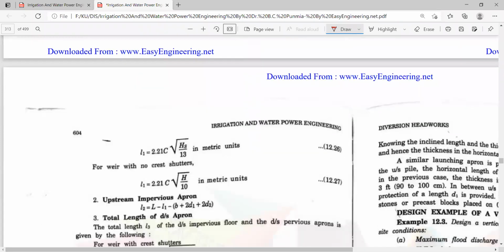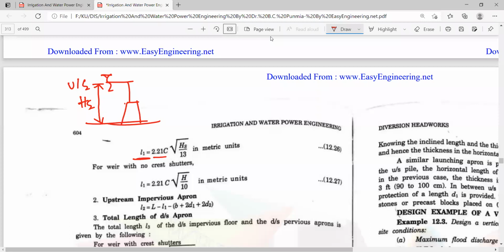At the upstream side, if we are storing water by using gates as well as the weir portion, that is, by using the shutter portion as well as the weir portion, then we will use this formula for the length of the impervious apron: L1 is equal to 2.21 C into root of HS by 13. What is HS? It is the total depth of water, the head available at the upstream side of the weir.